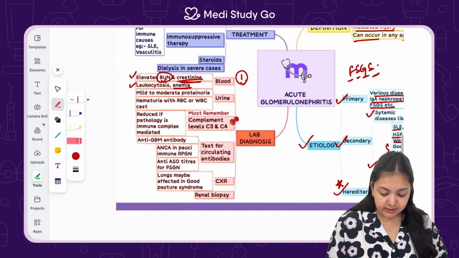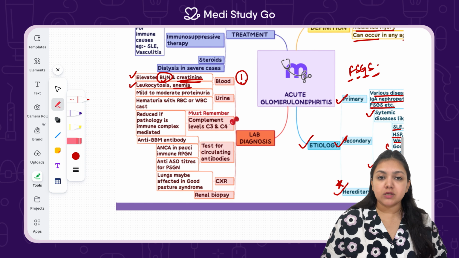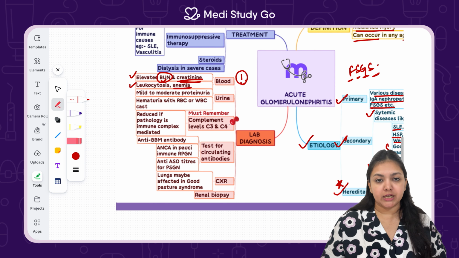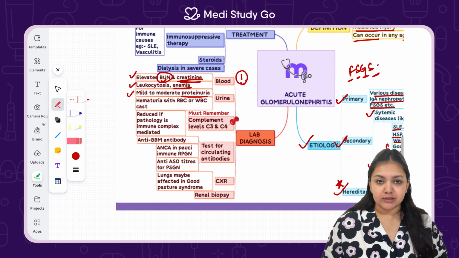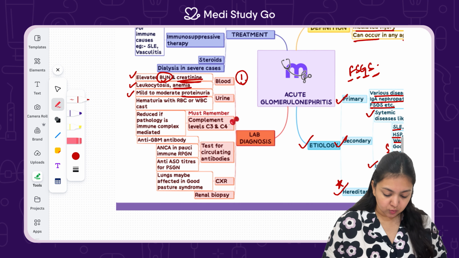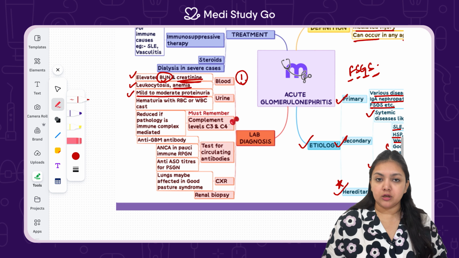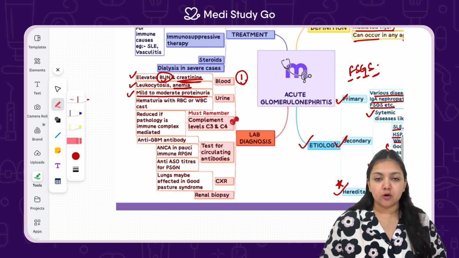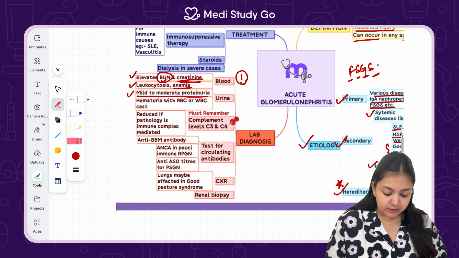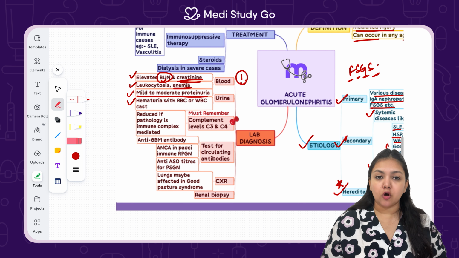Leukocytosis and anemia are going to be present, because leukocytosis is in response to the antigen, and anemia because blood cells are also getting filtered. Coming to the urine test, which is the second type of test which we can do, there is going to be mild to moderate proteinuria, because due to the shift in the electrolyte fluid balance, proteins are also going to be filtered out. There is going to be hematuria with WBC or RBC casts, which means cast cells can be seen in the sample.